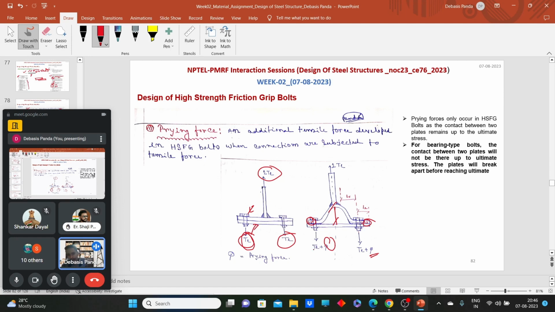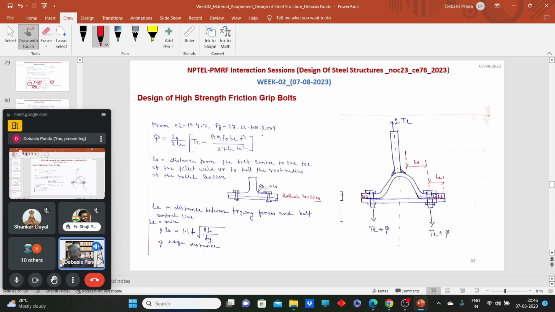Now how can we calculate that prying force value? Our code gives a formula for that. It says Q equals Lv by 2 Le times T minus beta eta f naught B T to the power 4. I will explain what Lv is. This is the distance from the bolt center to the toe of the fillet weld or the half root radius of the section.